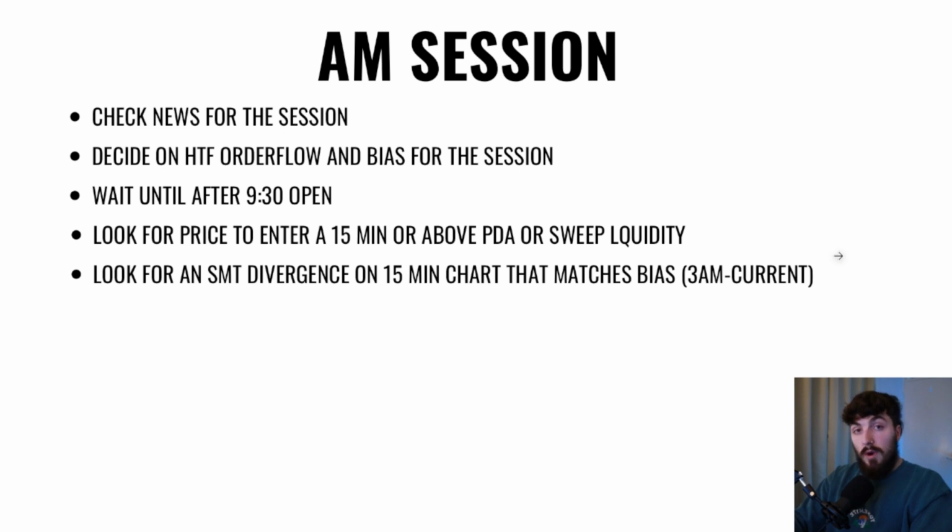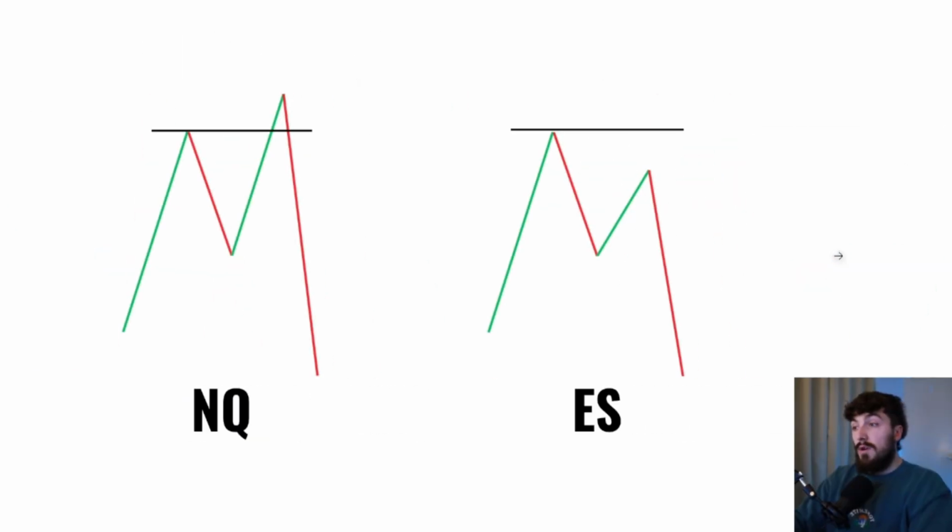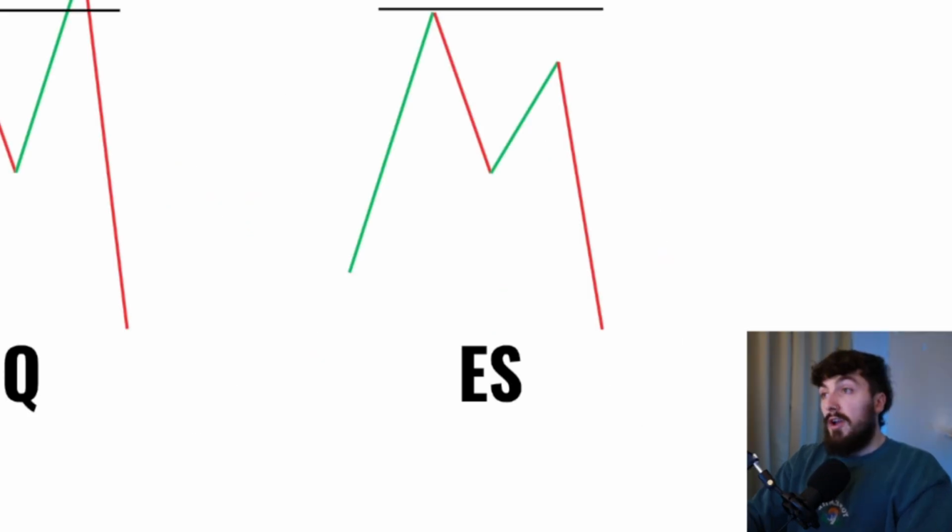If you're unsure of what an SMT divergence is, I'm not going to try and explain it too much in this video. I'll briefly explain it, but I'm going to leave links below to someone who explains it a lot better than me. But essentially, the NASDAQ and the S&P 500 normally move in correlation with each other. So if the NASDAQ makes a higher high, chances are the S&P's made a higher high. But I look to take opportunities where there's a cracking correlation.